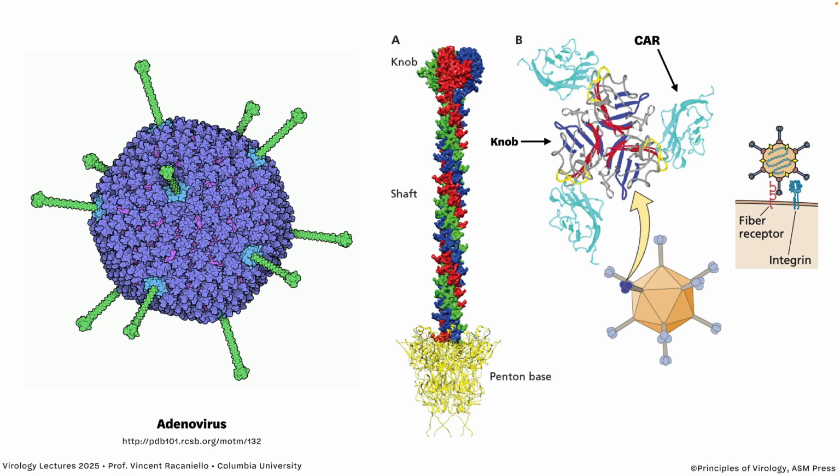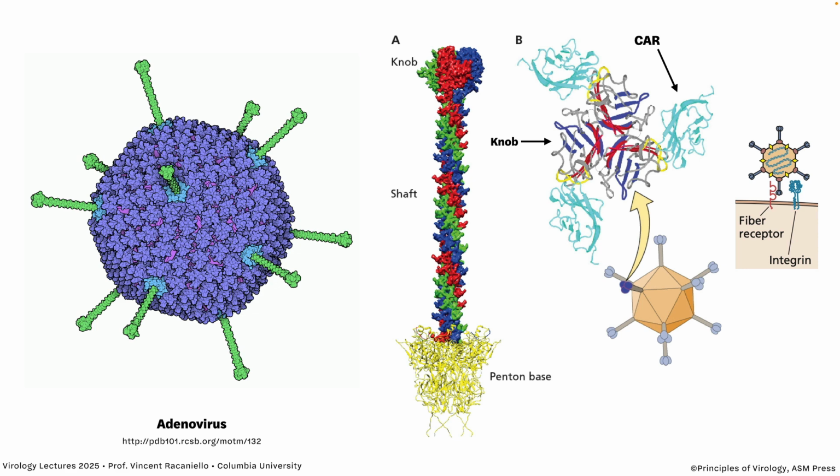So in A is a structure of the fiber itself. So there's a base that's stuck into the particle itself, and then the shaft, and then a knob. And the knob sits down on the receptor. So the knob here is green, red, blue. And I see red and blue here. I don't see green, but basically CAR is the receptor in magenta here. And the knob is sitting down right on top of it. That's how it attaches, as you can see there.